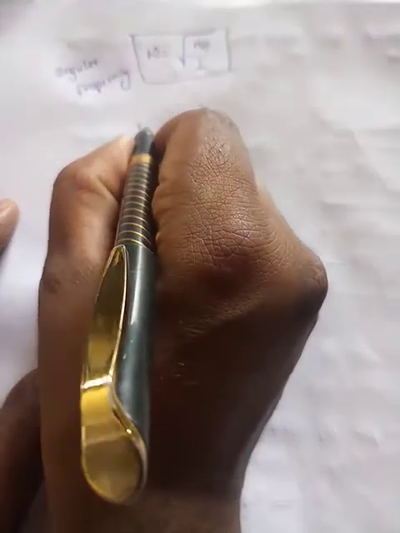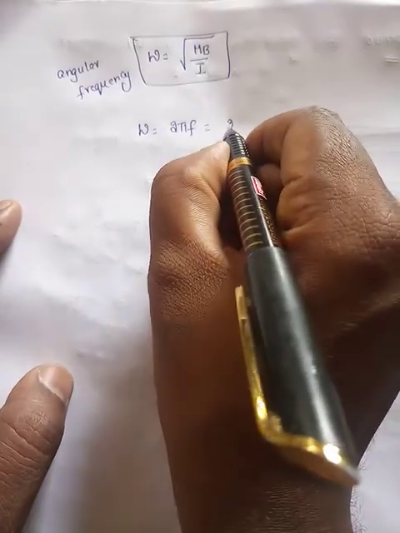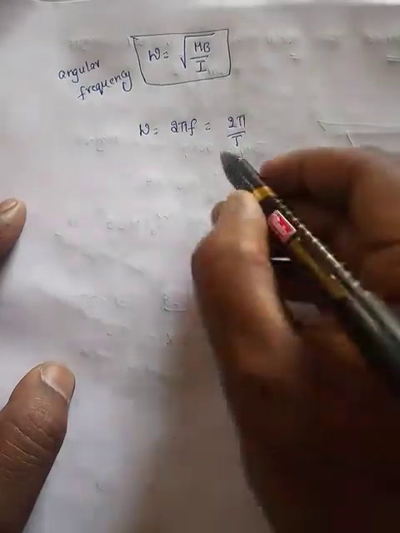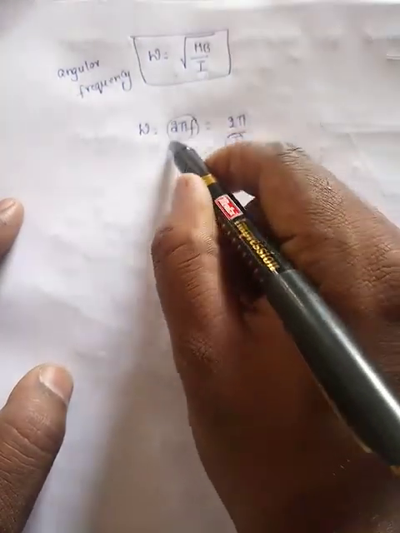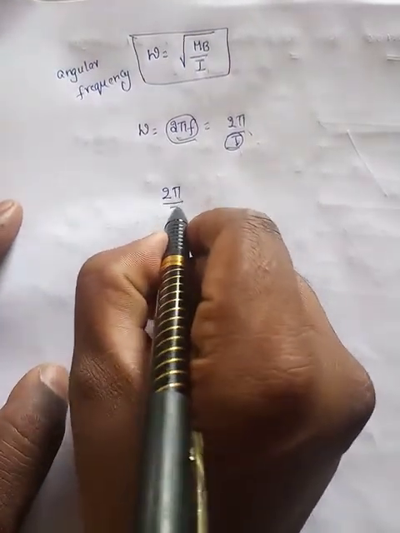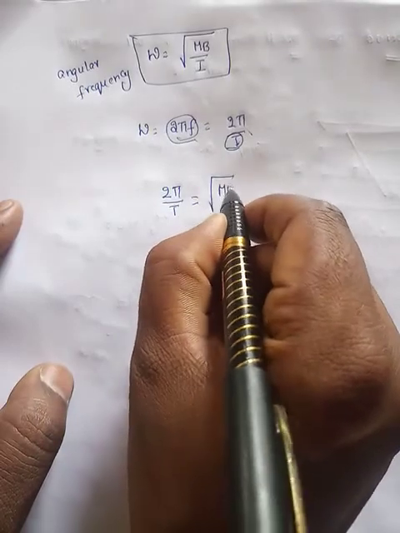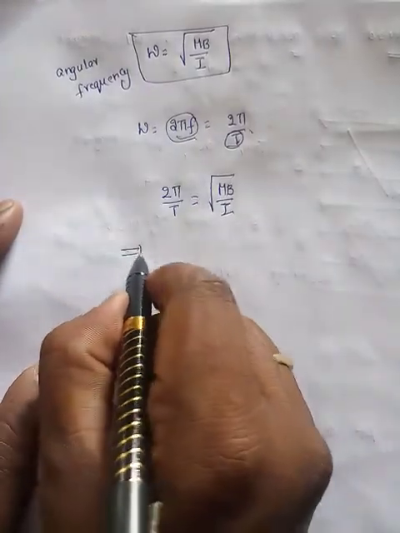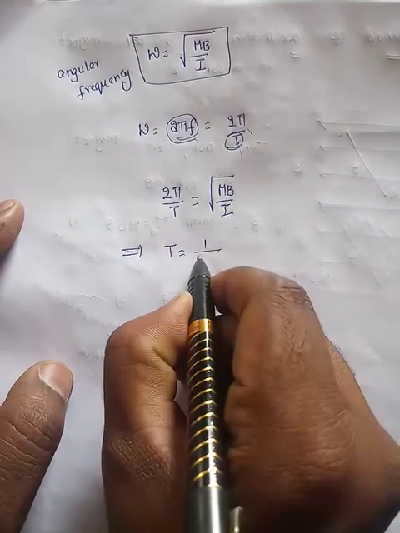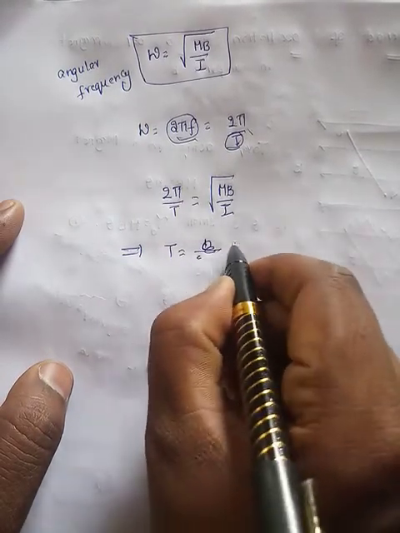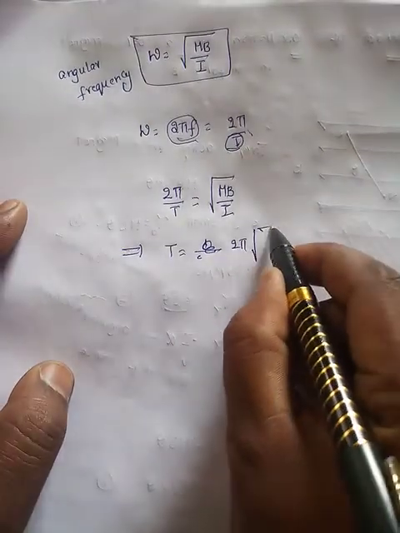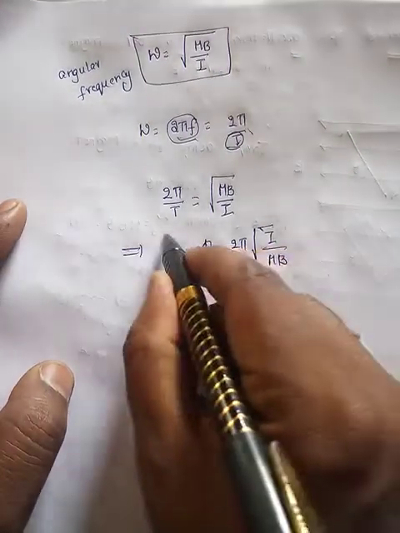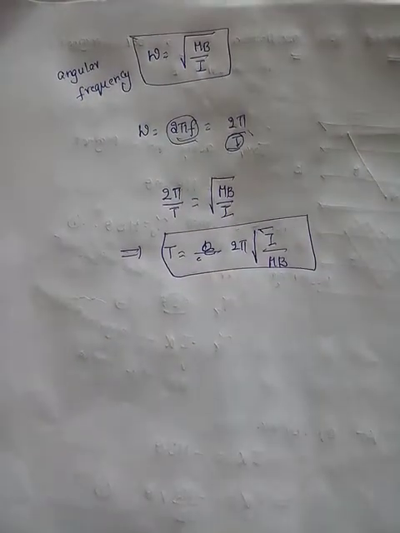So, we know that omega is equal to 2 pi f, that is equal to 2 pi by T. I want the time period of oscillation. If we want frequency you can consider this equation, if you want time period you can take this one. What can you write here? 2 pi by T is equal to root of mB by I. That implies T is equal to 2 pi into root of I by mB. So, this is the formula for the time period of oscillation of a magnet in a uniform magnetic field.